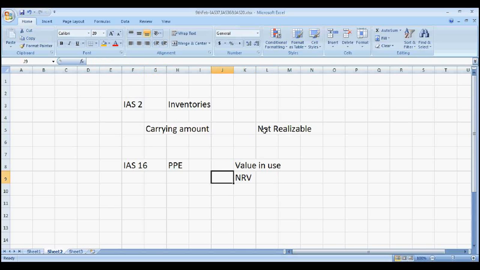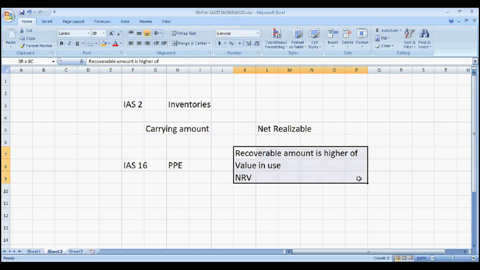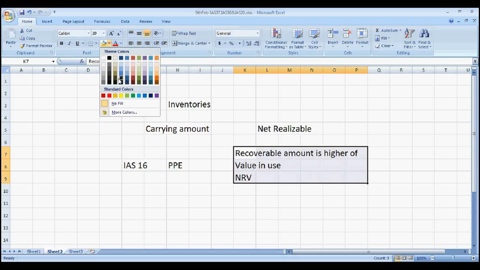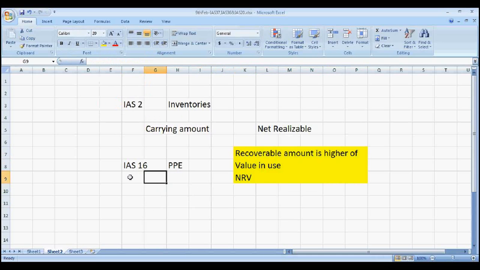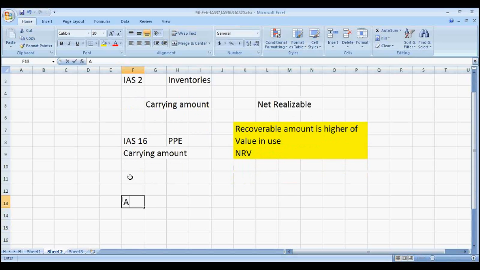For other standards, we consider the recoverable amount as the higher of these two. Recoverable amount is the higher of value in use or net realizable value. So we'll have to touch upon what is the value in use of an asset while comparing with the carrying amount of that asset. And carrying amount is simply the amount at which the asset is carried in the books.